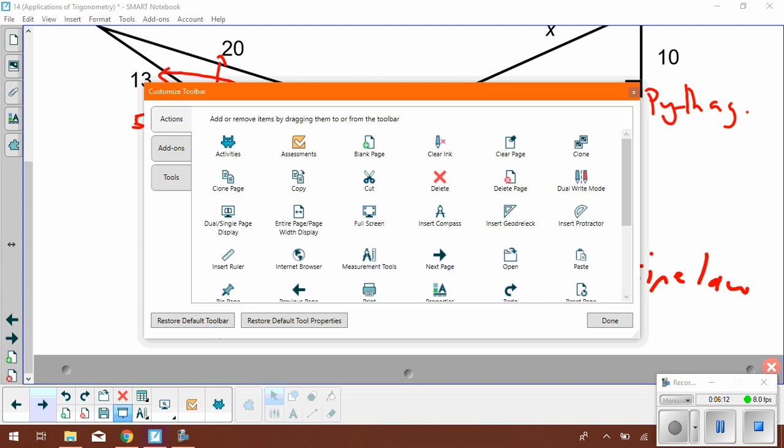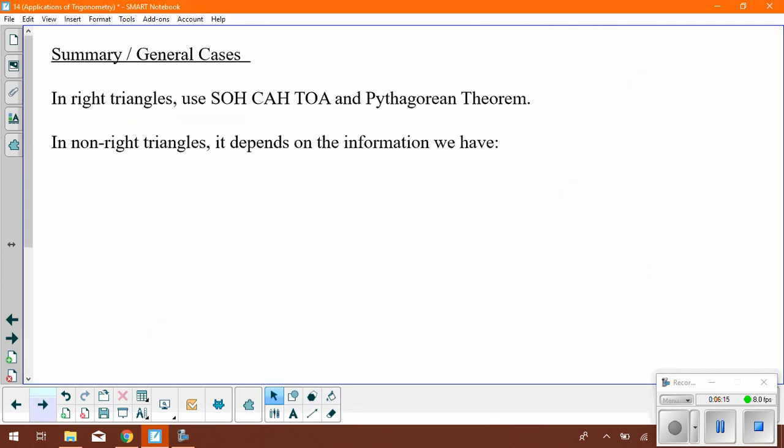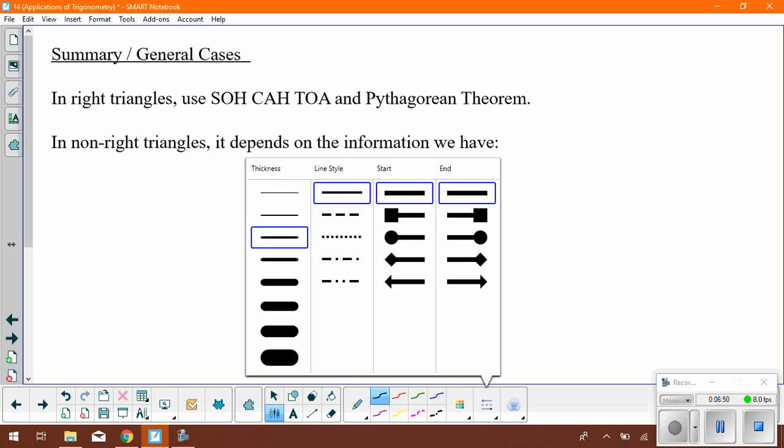Okay, so in summary, in the right angle triangles, we're definitely going to use SOHCAHTOA and Pythagorean theorem. Now, there's nothing to stop you from using sine law or cosine law because they work in all triangles, but both SOHCAHTOA ratios and Pythagorean theorem are simpler to use. So you're saving yourself a bit of work if you recognize it's a right angle triangle and use one of those. If it's not a right angle triangle, then it's going to depend on what information we have.